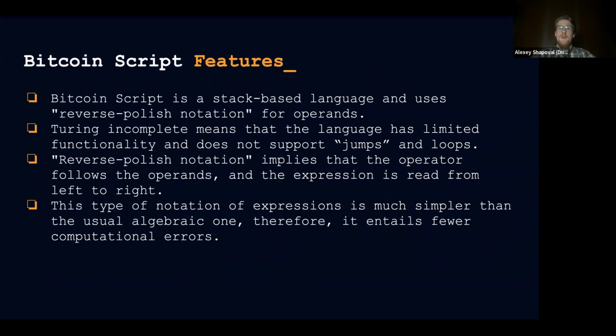Next, let's look at the features of Bitcoin script. First of all, Bitcoin script is a stack-based language, and it uses a reverse Polish notation for its operands. Stack-based language means that the operators and operands in Bitcoin are put in the stack.